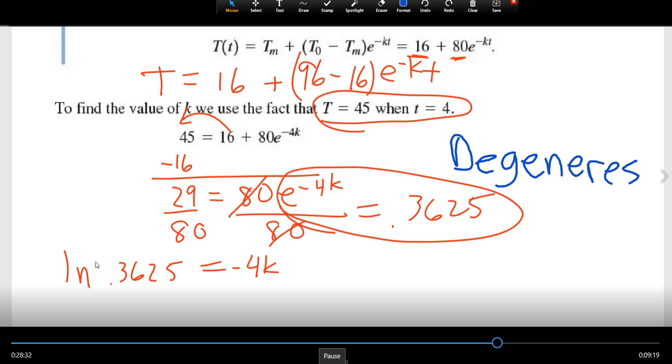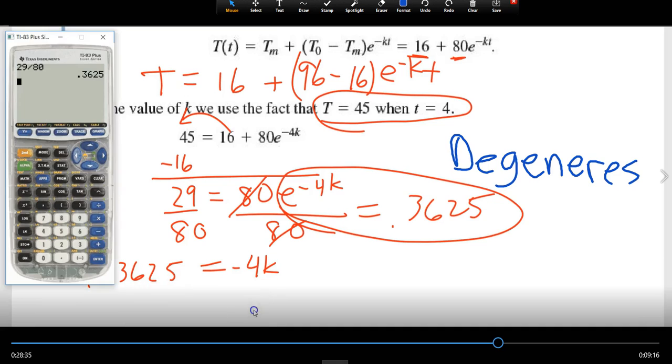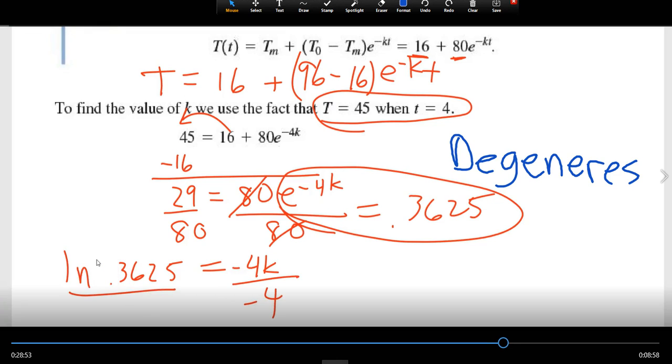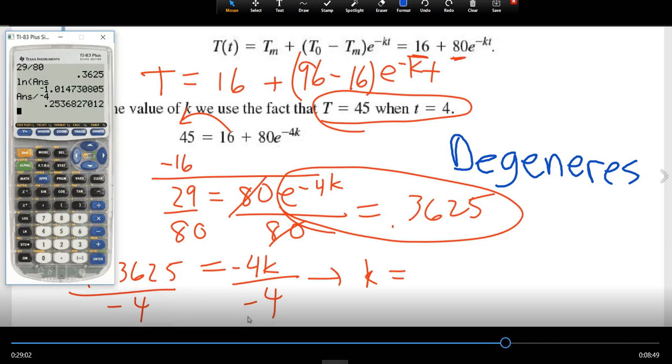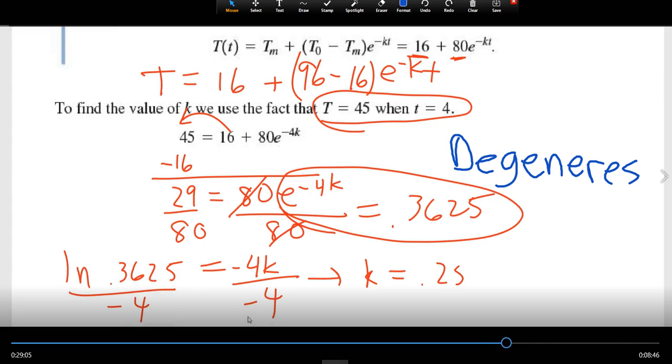And I will jump over here and type that. Natural log, I'm going to use the answer feature. Get that, and then of course we're going to divide by negative 4. Yep, don't forget that. So we end up getting a value, 0.254. Okay, so that's the K value for this particular situation. That's part one of this question. That's not the complete answer to my question.